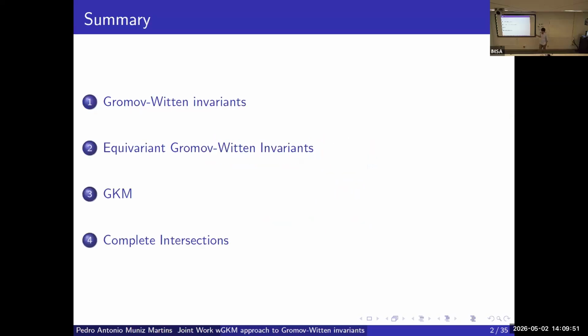This is the first talk before Giovanni's talk tomorrow. My idea here is to define Gromov-Witten invariants, talk about the equivariant Gromov-Witten invariants, and explain why GKM spaces and what they are. I will also talk about complete intersections, and hopefully I will have time to show some of the computations that our software can do. Well, let's start with Gromov-Witten invariants.